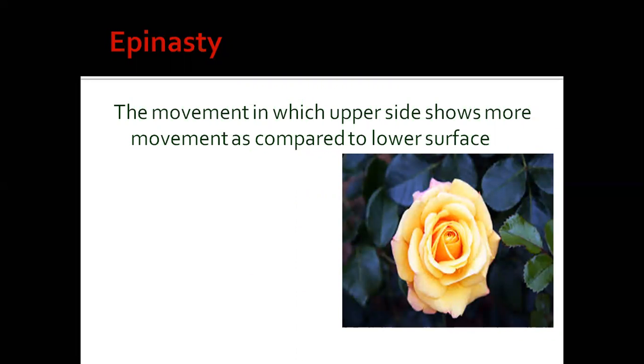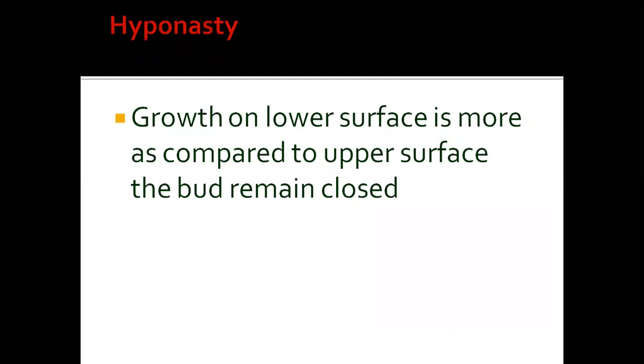Epinasty, the movement in which the upper side shows more growth as compared to the lower surface. As you see in a flower, the upper side has more growth as compared to the lower surface. Hyponasty is when growth on the lower surface is more as compared to the upper surface, and the bud remains closed.